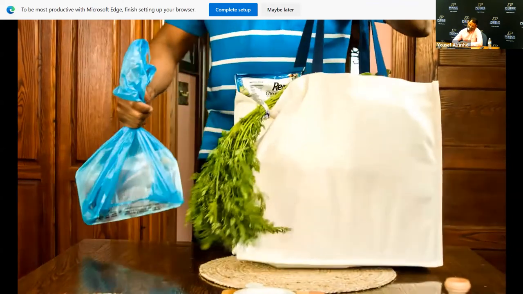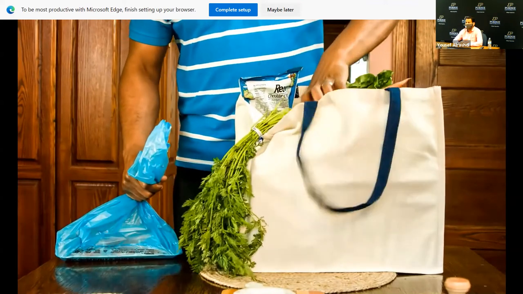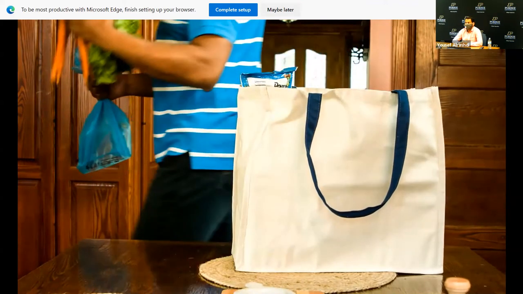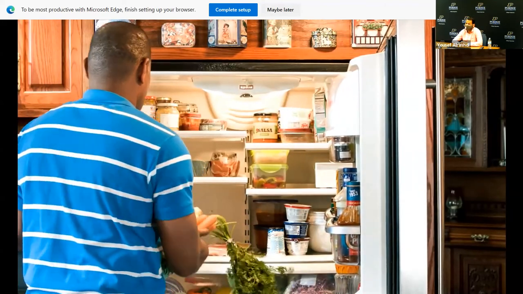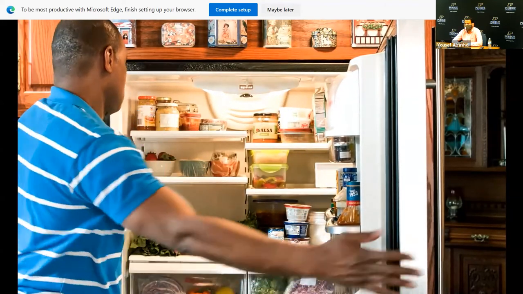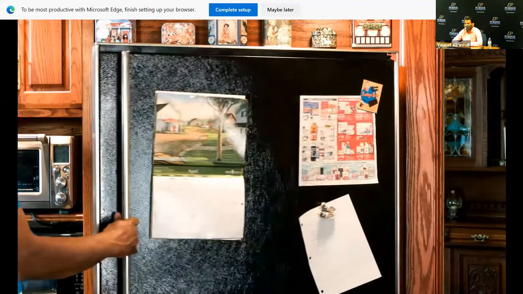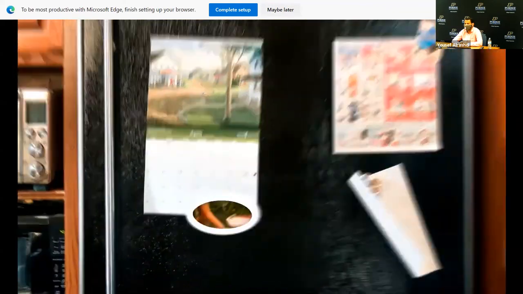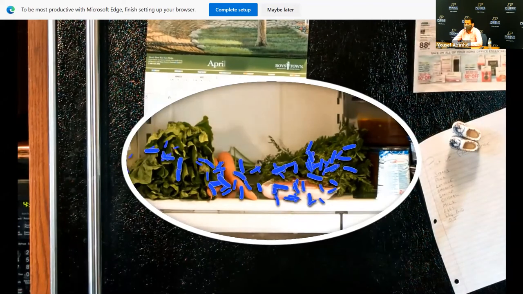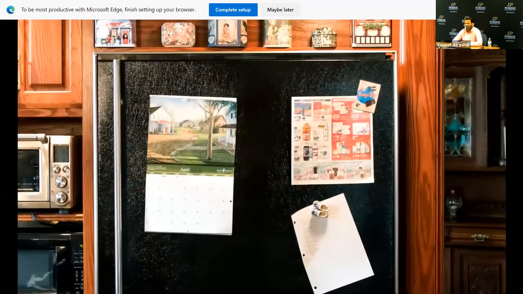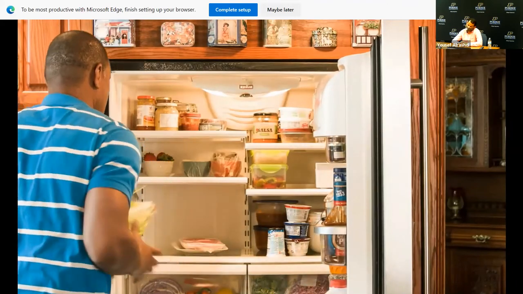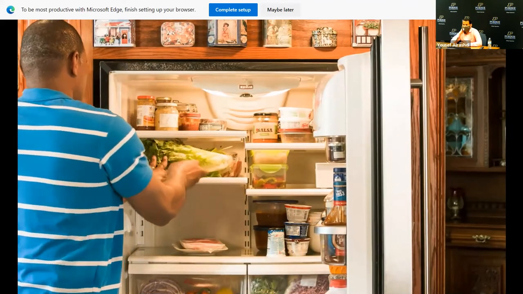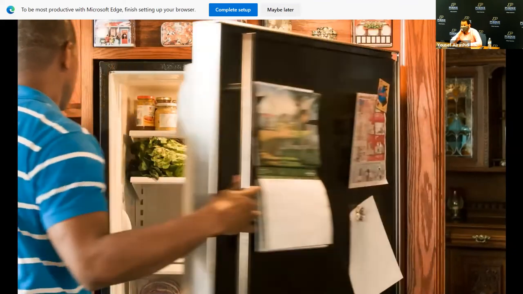Fortunately, Terrence kept his raw meat and produce separated. But his food isn't out of danger yet. Cross-contamination can also happen in his refrigerator. But Terrence remembered to keep his raw meat and vegetables separate. More cross-contamination avoided.